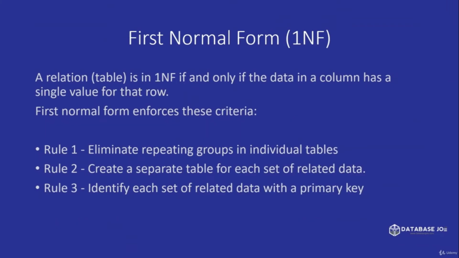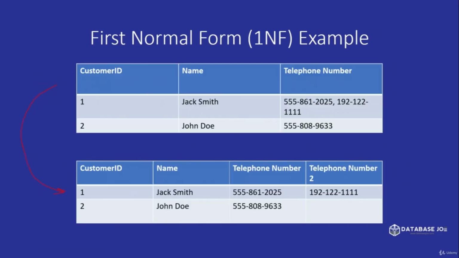Let's start our journey with 1NF, or first normal form. A relation table is in 1NF if and only if the data in a column has a single value for that row. First normal form enforces these criteria: eliminate repeating groups in individual tables, create a separate table for each set of related data, identify each set of related data with a primary key.